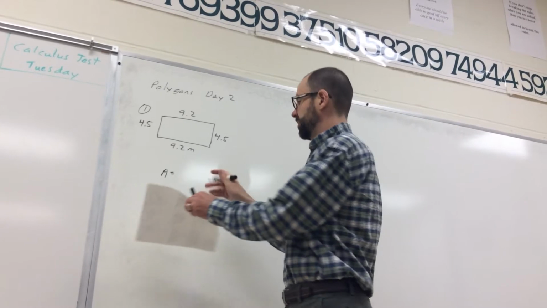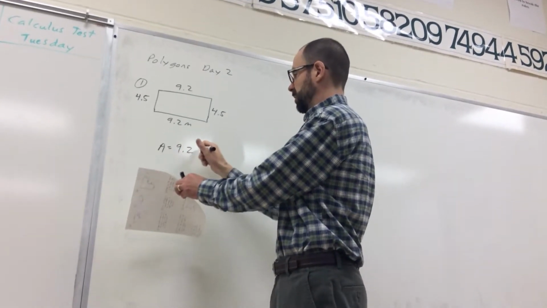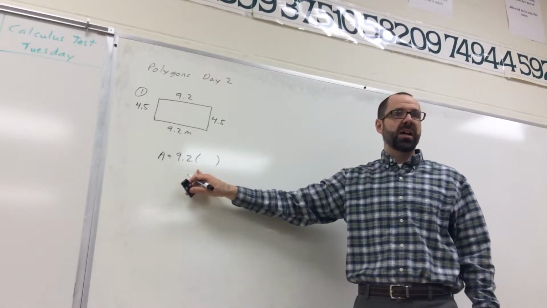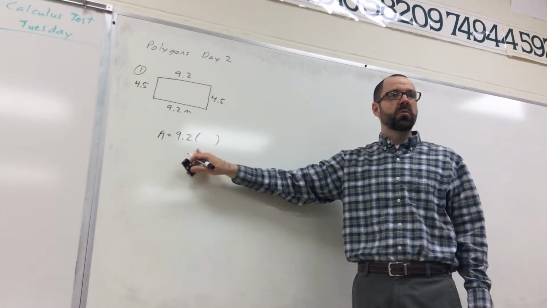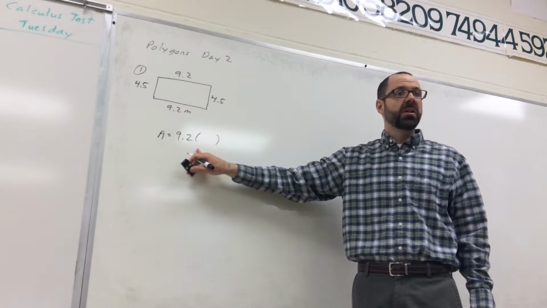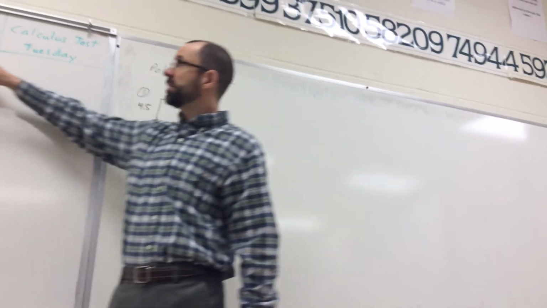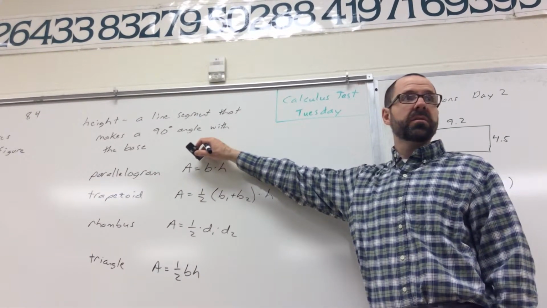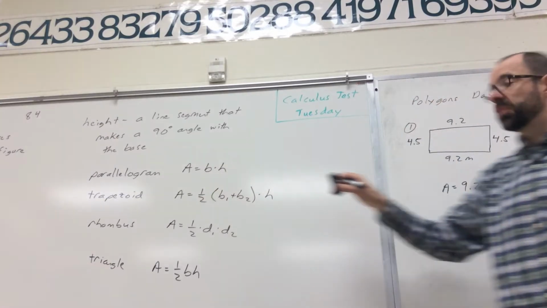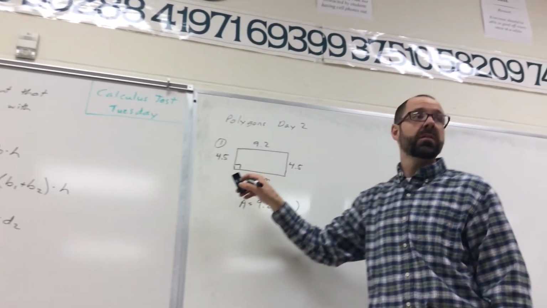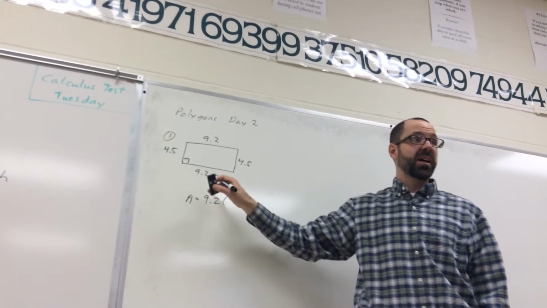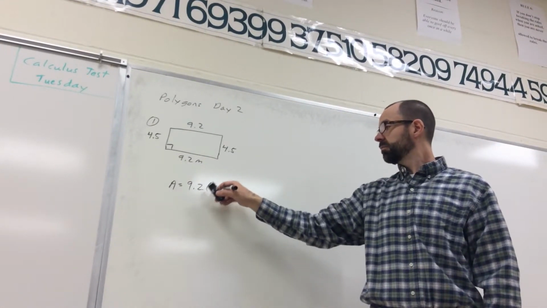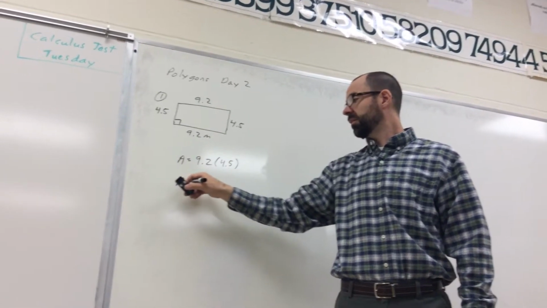So the base is 9.2. And what's the height? 4.5. Now you do have to be careful. A height is a line segment that makes a 90-degree angle with a base. We did say that that's a 90. So 4.5 is the height because it's making a 90-degree angle with the base. So you take 9.2 times 4.5.